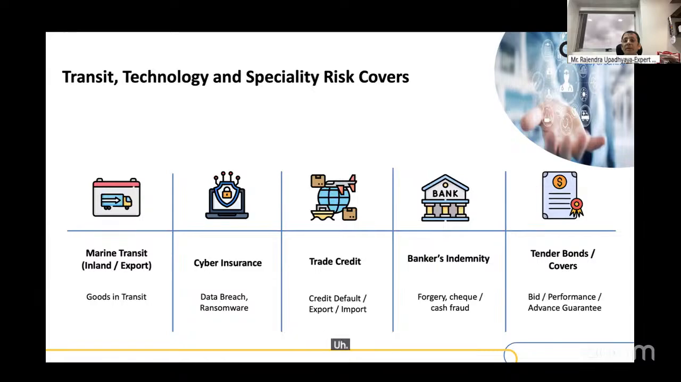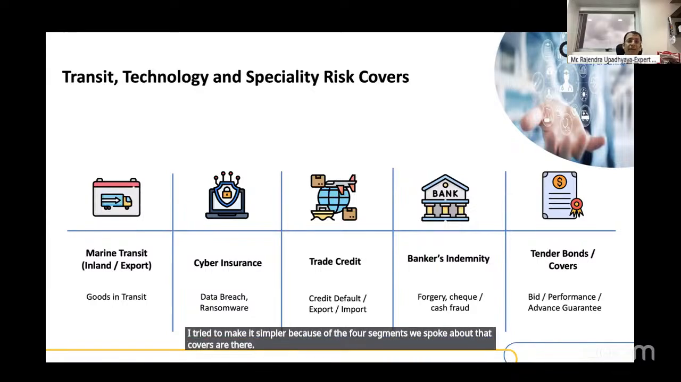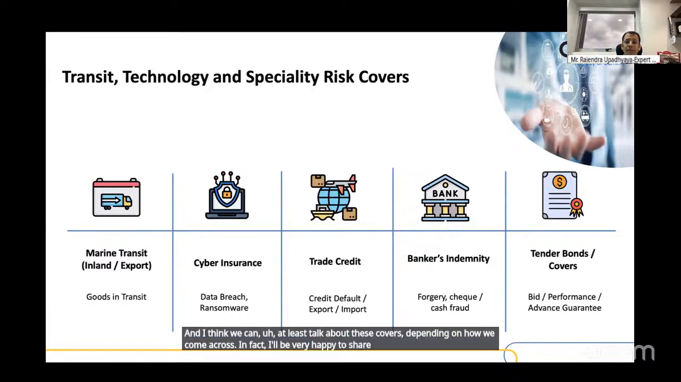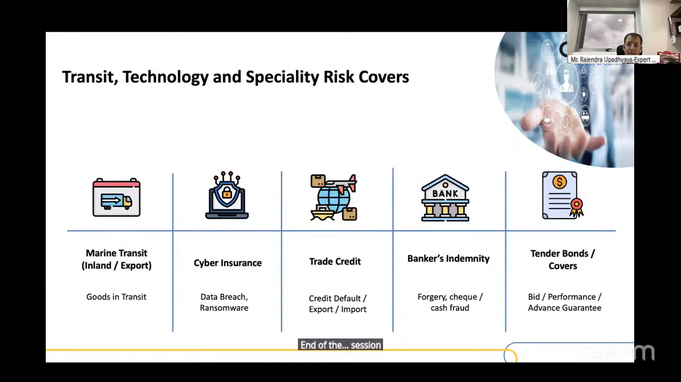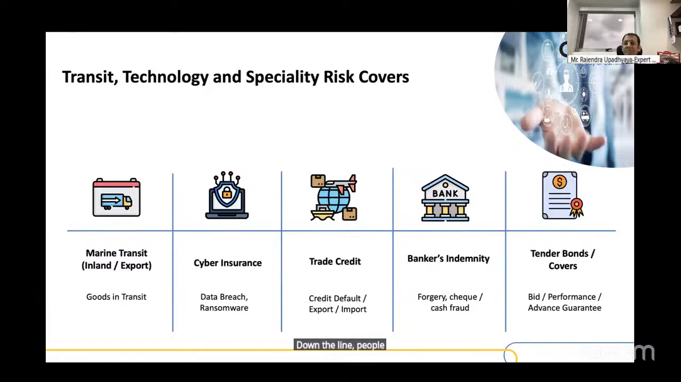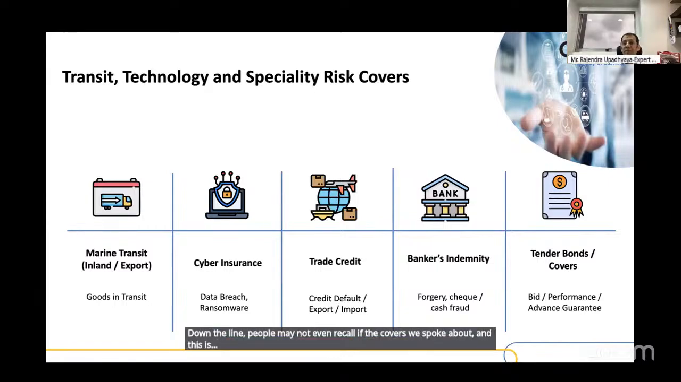I tried doing it simpler because of the 4 segments we spoke about, that covers are there. And I think we can at least talk about these covers depending on how we come across. In fact, I'll be very happy to share this presentation with people at the end of the session with Deepti ma'am, just as a ready reckoner, because we may finish this after this session. Down the line, people may not even recollect the covers we spoke about, and this can help.